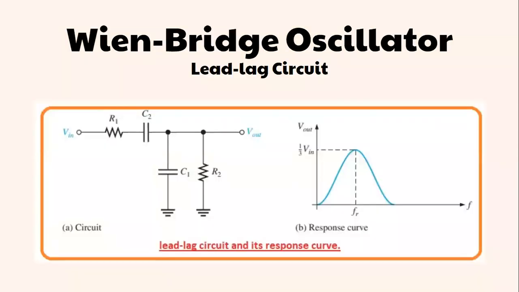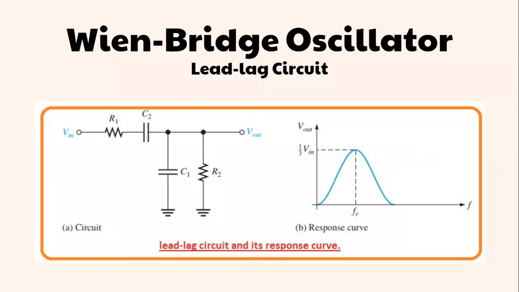So next is the Wien bridge oscillator diagram, which is the lead-lag circuit. So for our left side, nakikita natin yung circuit natin denoted as A, and for the right side is the response curve denoted as letter B. So dito muna tayo sa ating left side, which is the circuit.